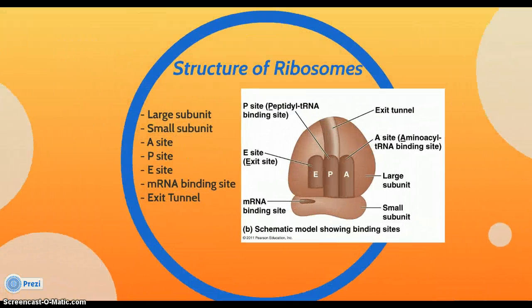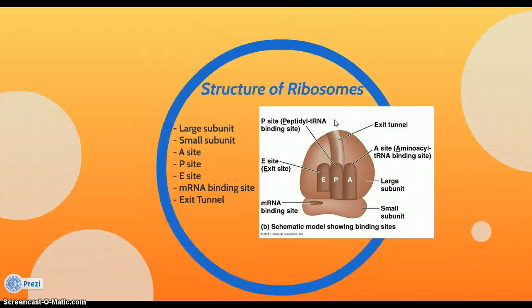The structure of ribosomes. Ribosomes are comprised of a large subunit, a small subunit, E site, P site, A site, an mRNA binding site, and an exit tunnel where the completed polypeptide chain leaves the ribosome. Polyribosomes are also important to translation because they allow multiple ribosomes to translate the same RNA strand at the same time, making multiple copies of the polypeptide simultaneously.